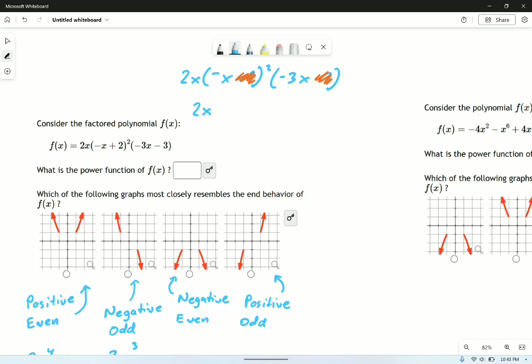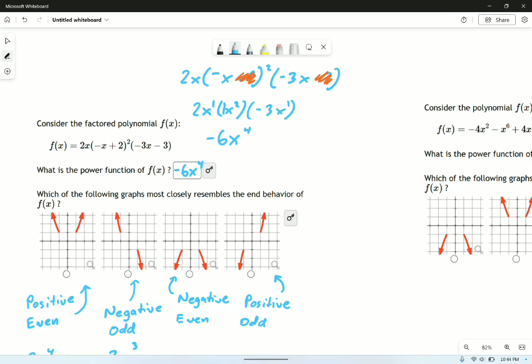Well, negative x squared is just x squared. So we can write it like this. That's 2x times x squared. And here we've still got that negative 3x. Well, this isn't too bad. I can count the exponents and see I've got 1 here, 2 in the middle, 1 on the end. So this is going to be some kind of an x to the fourth. And it looks like the coefficients are 2, there's a 1 in here, 2 times 1 times negative 3, so that'll be negative 6. So the power function is negative 6x to the fourth.